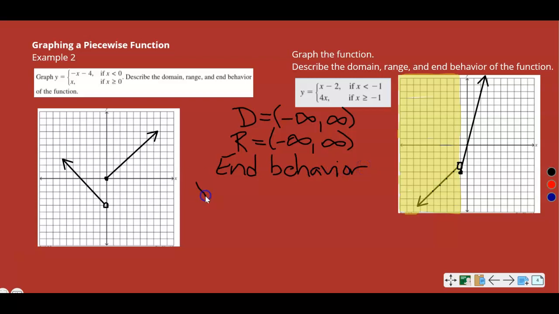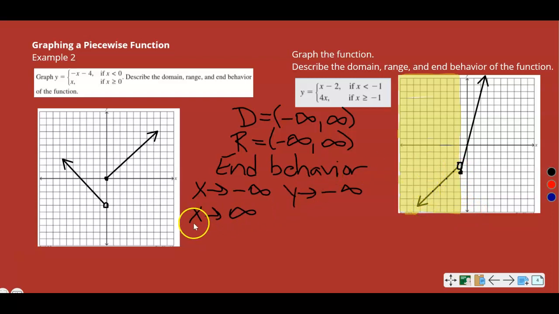All right, in end behavior, we always start with our x's because we've got two directions, to the left and to the right. If we go x's to the left, we're going towards negative infinity. So what are the y's doing? As x goes to the left, the y's are going down. So the y's would be going towards negative infinity. Because again, this is 0. Going up would be positive y's. Going down would be negative y's. And because it has an arrow, that means it's going down forever.